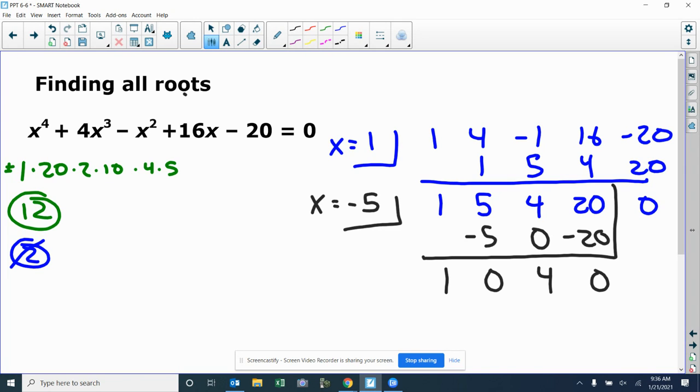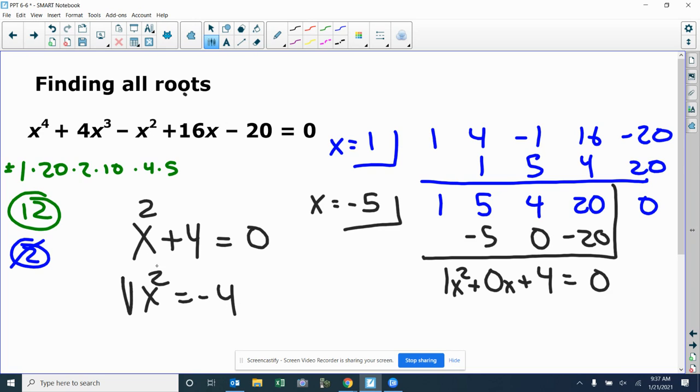What are we left with down here? x squared plus 0x plus 4. Hey, that's just like the previous one. x squared plus 4 equals 0. Missing that middle term, that's great for us. Easy to solve for. Take that 4 over. We get x squared equals -4. Taking the square root of both sides, x is equal to plus or minus 2i.